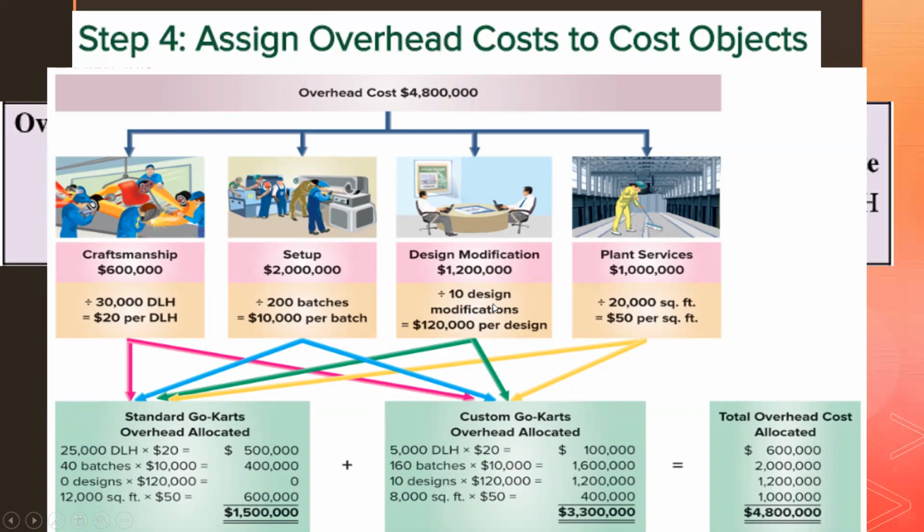And we'll do that for each and every activity cost pool. Notice the big difference, because, wow, we now are allocating $3.3 million to our custom go-karts and only $1.5 million to our standard go-karts. The standard go-karts didn't have any new designs. That means all 10 designs belong to the custom go-karts. So all $1.2 million was assigned there. When we add together the totals, we get to that 4.8 million, which is great. We always want to reconcile to make sure we get back to that number.